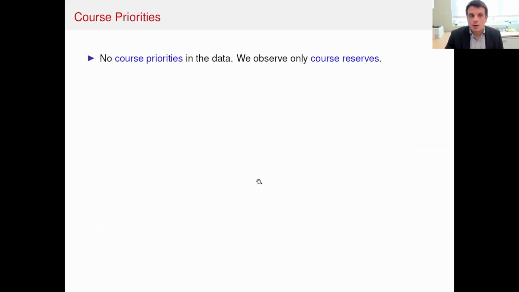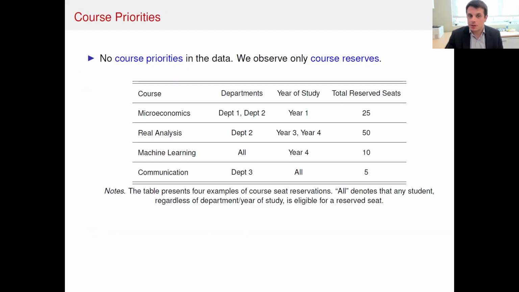In general, we don't have course priorities from the data. Rather, we have course reserves. So this is an example of course reserves. Let's consider, for example, the second one, real analysis. There are 50 seats reserved for year 3 and 4 students at Department 2. So using this data, we create the priorities.